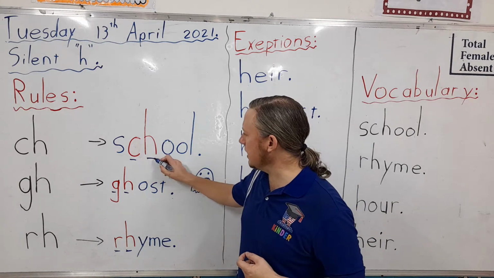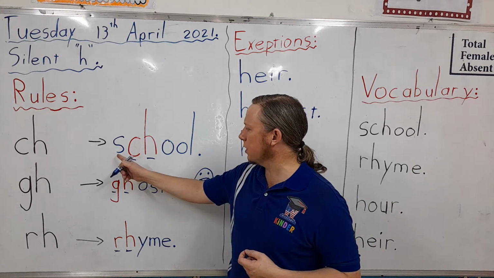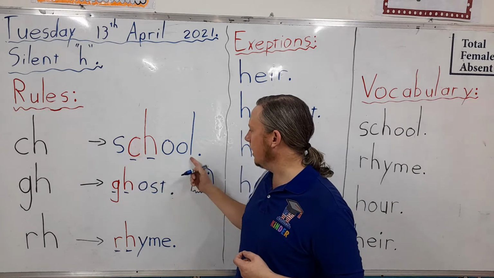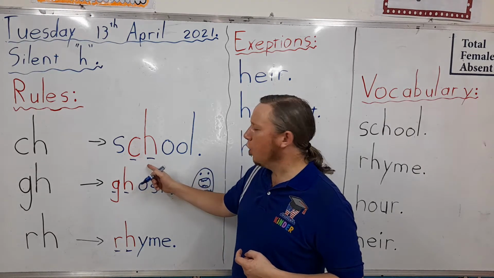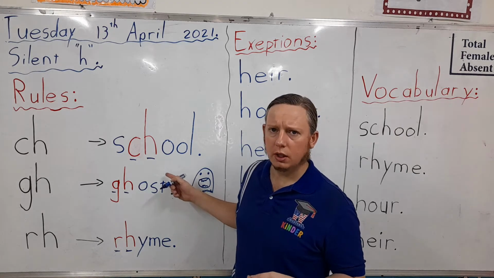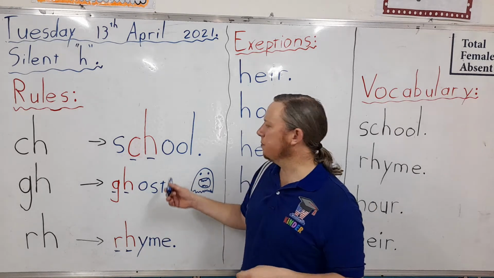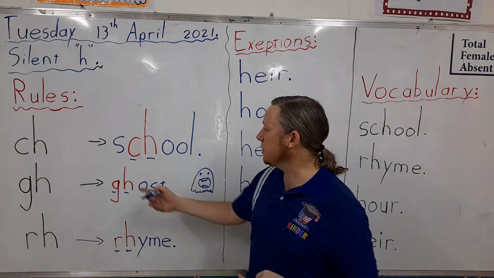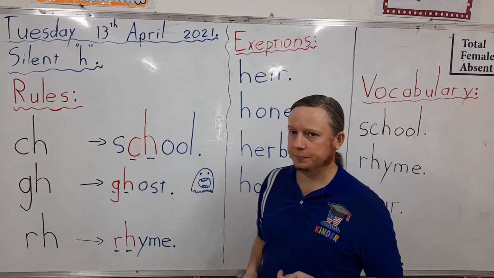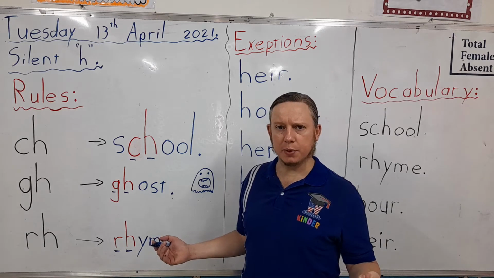So here's my CH, school, start with S, C-H-O-O-L, school. We do not say school, already it sounds wrong. The H becomes silent to make our lives easier when speaking, and we just say school. Easy, right, boys and girls?